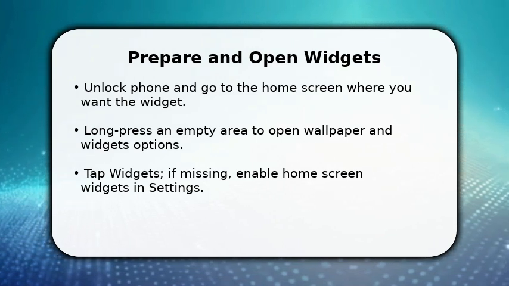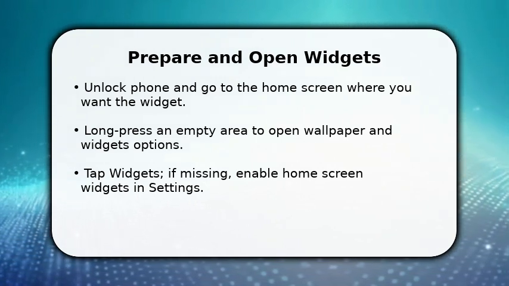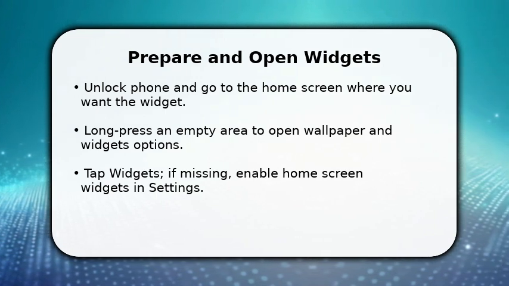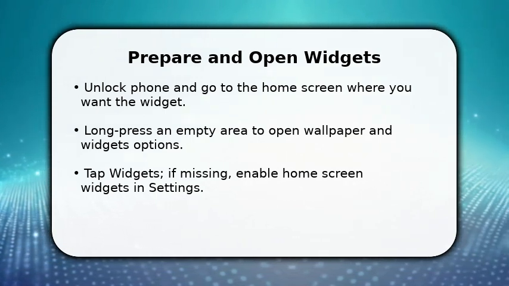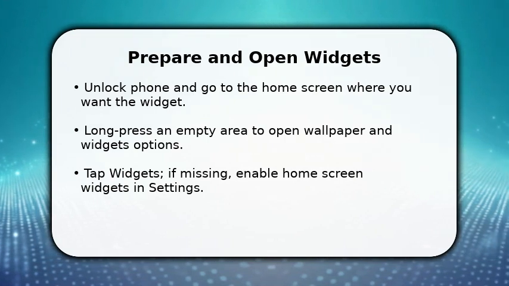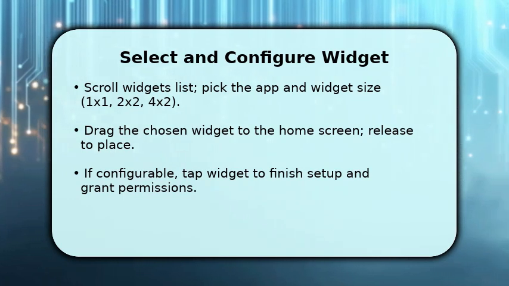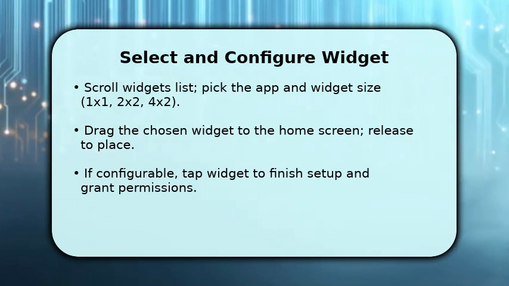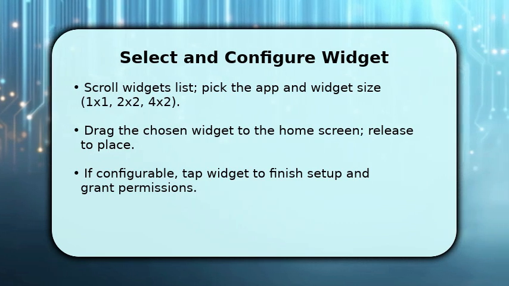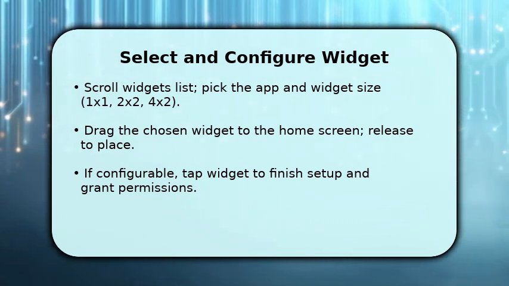Now tap widgets to view available items. This direct start gets you into the actionable interface immediately so you can add the widget. You now choose the right widget and size. Scroll the list and pick the app and dimension that fits your layout. Drag the widget onto the home screen, hold, position, and release it where you want it to settle.